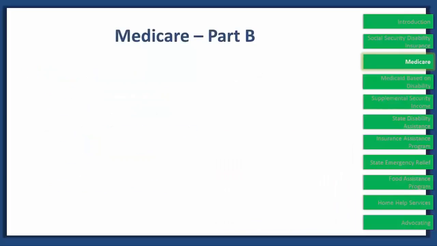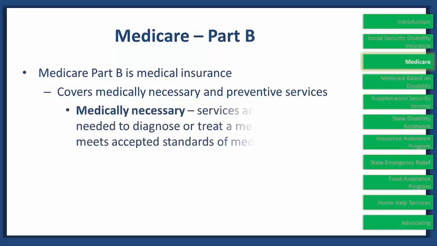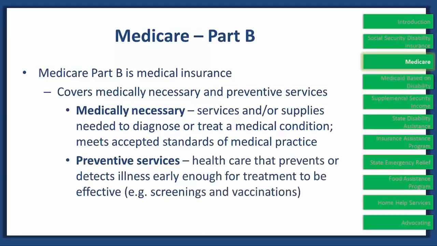Now let's look at what Part B covers. There are 2 types of services covered under Part B: medically necessary services and preventive services. Medically necessary services are services or supplies that are needed to diagnose or treat a medical condition and that meet accepted standards of medical practice. Preventive services include health care that prevents illness or detects it early enough for treatment to be most effective. These services include various types of screenings as well as vaccinations.